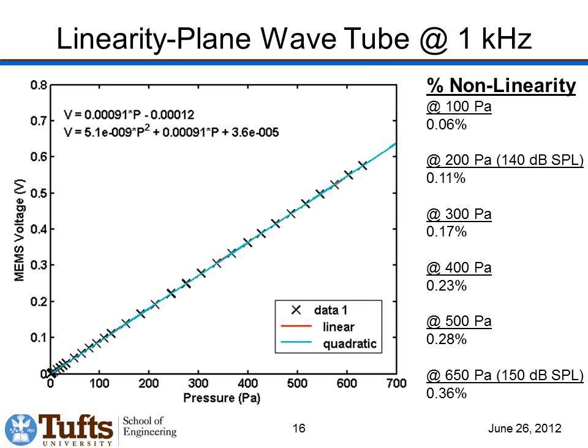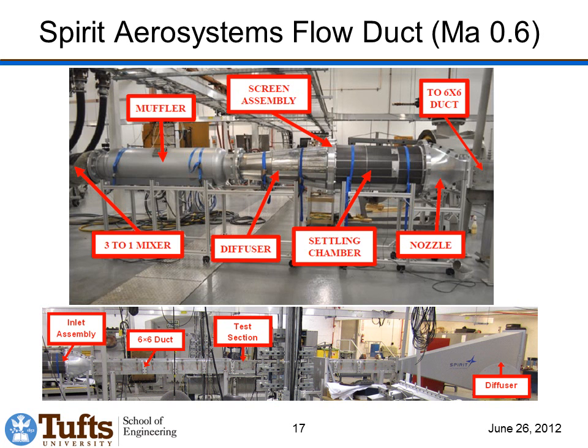In terms of linearity, if we measure at a single frequency and just increase the sound pressure level up to high sound pressure levels, we see that the microphones are very linear. Even at 150 dB SPL, we see less than 0.5% nonlinearity deviation from linear. So these are very linear up to high sound pressure levels, which is good because in turbulence at high Mach numbers there will be high sound pressure levels. This is done at 1 kilohertz in the plane wave tube.